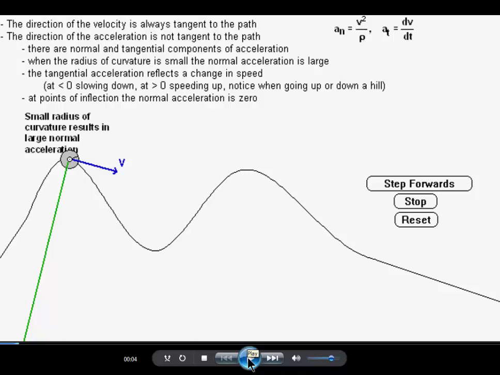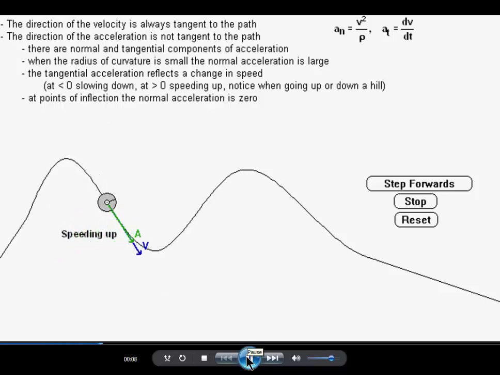So now we're going to see that this is going to get faster, right? As I'm going down the hill, I still have an acceleration in the normal direction here, but I'm speeding up as I go down the hill. So I'm going to have a normal direction going this way and a tangential direction going this way. I can continue playing this, and you can see I'm speeding up.